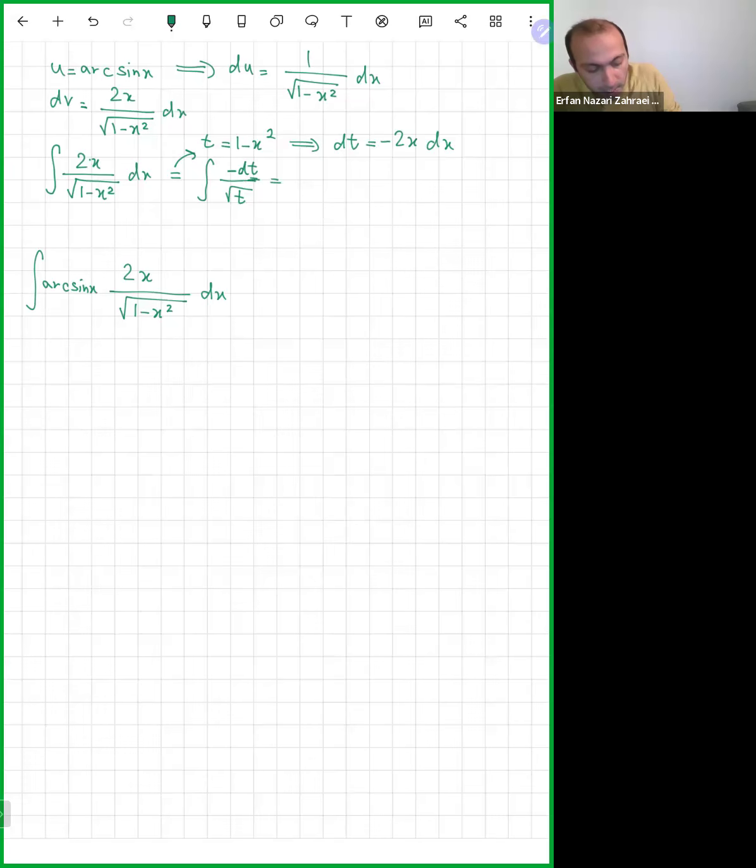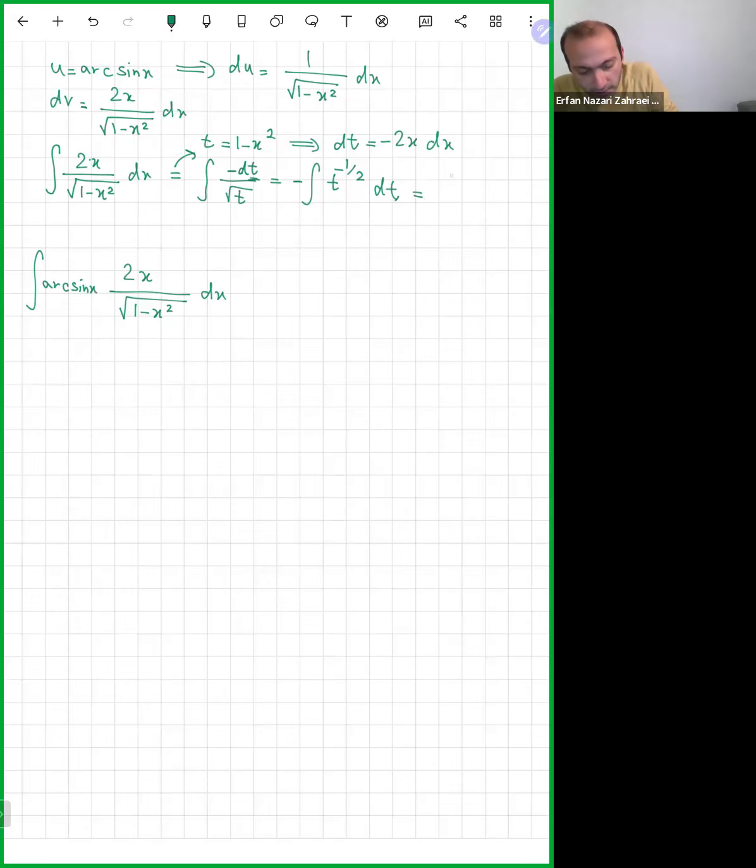Okay, good. Now, how should I compute this integral? This is very simple. It's just one single power term. It is minus, I can take this minus out, and then write root t as t to the 1 over 2, but it's in the denominator, so negative 1 over 2 on top, dt.